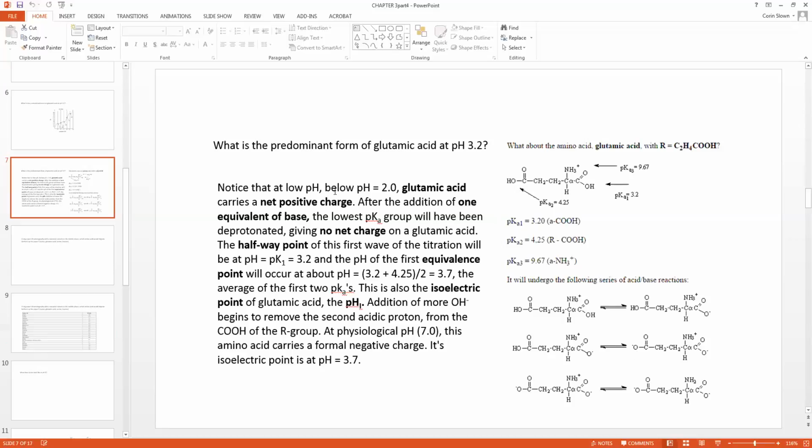So notice, when I'm at low pH, so below 2.0, I have a net positive charge because everything's protonated. After the addition of 1 equivalent of base, however, now I have no net charge. And if I'm looking at the halfway point, of pKa being equal to pH of 3.2, and the first equivalence point, I can figure out, so 3.2 plus 4.25, I divide that by 2, that's 3.7. This is the isoelectric point of glutamic acid because, again, that's where the net charge is 0. If I were to add more hydroxide, it's going to remove my second acidic proton. So at physiological pH, this amino acid actually carries a formal negative charge with an isoelectric point pH of 3.7.